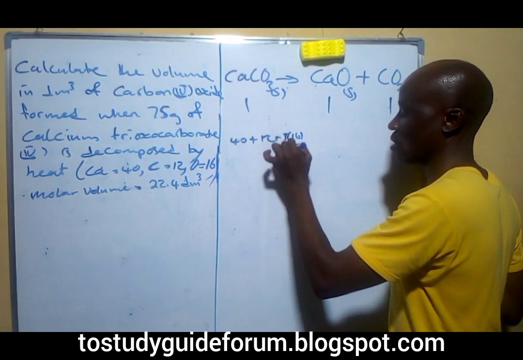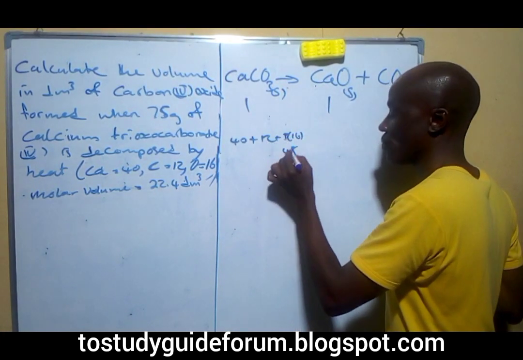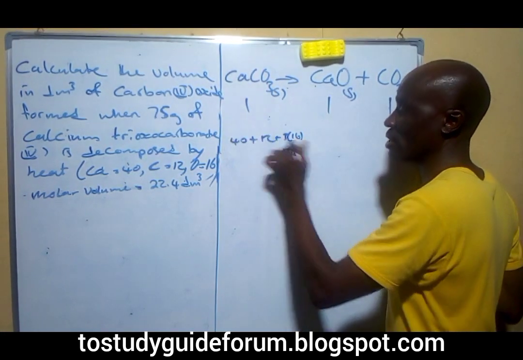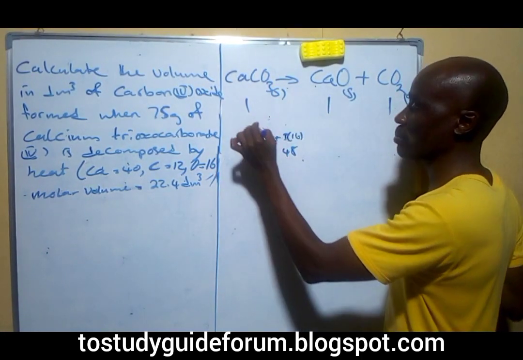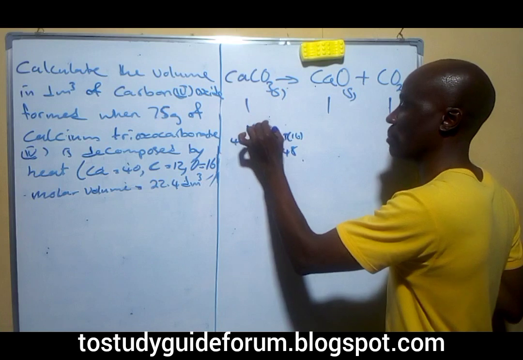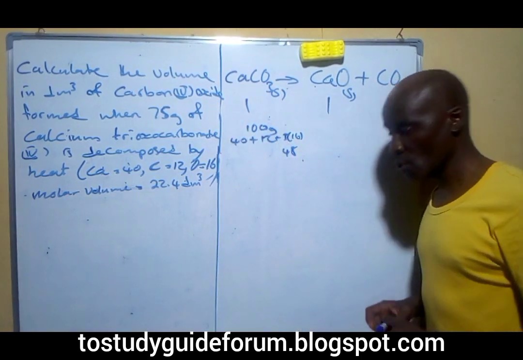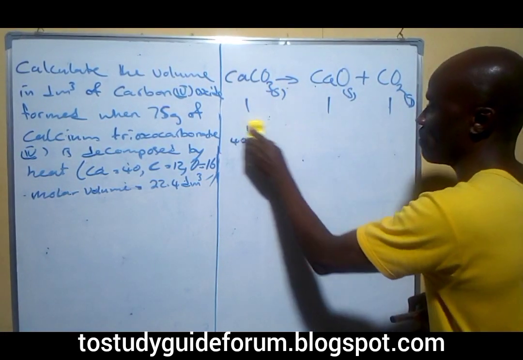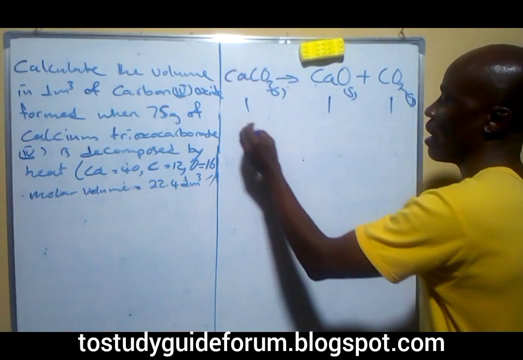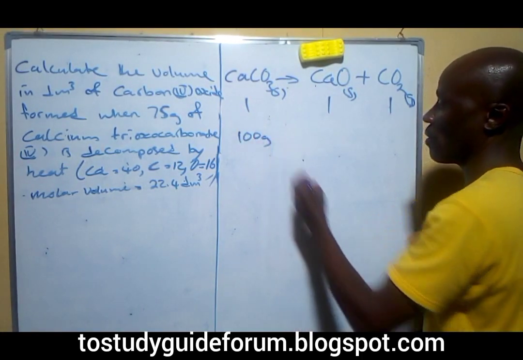That will give us 48. So adding it up together, you have 100 grams. Let's say it's 100 grams. So this 100 grams is what we have. We have 100 grams of this.